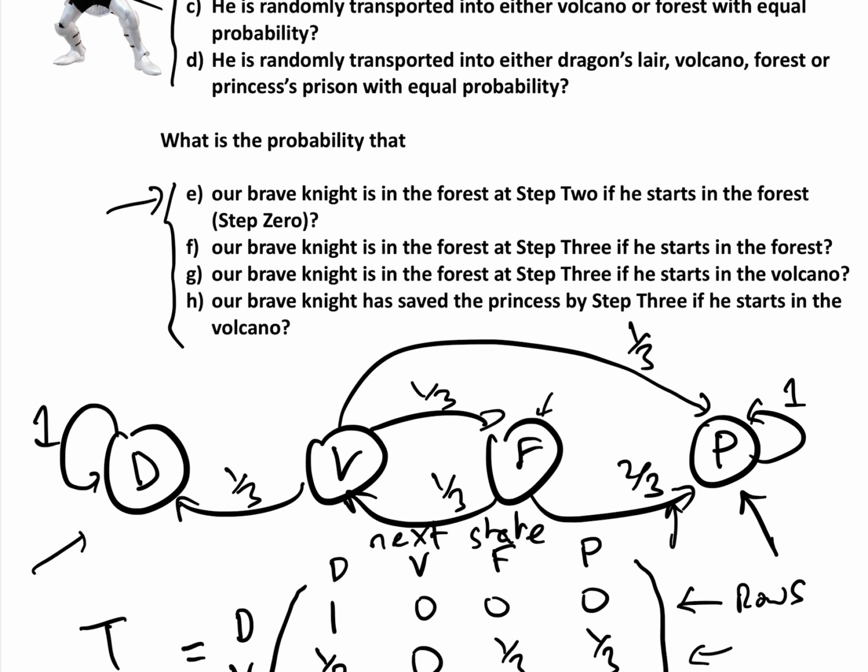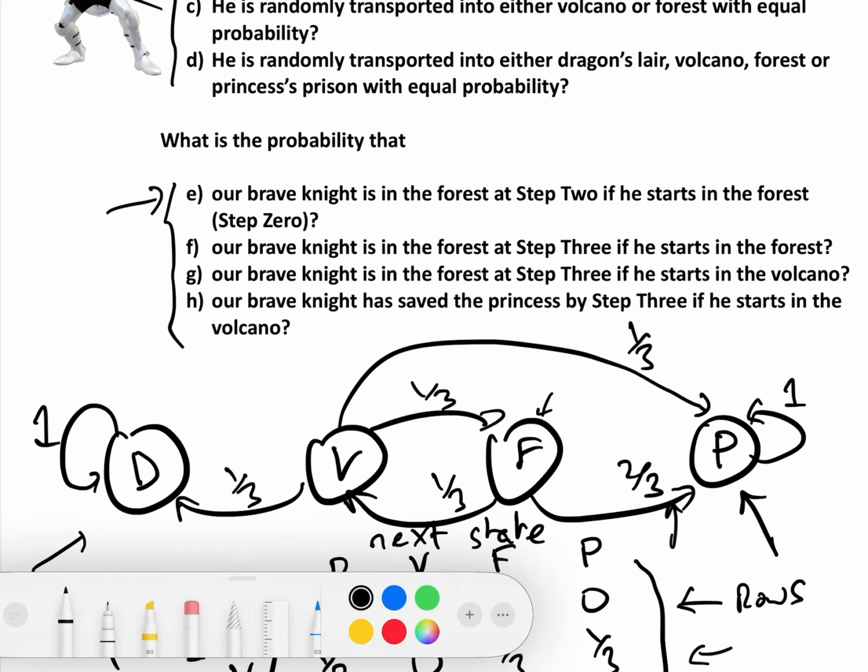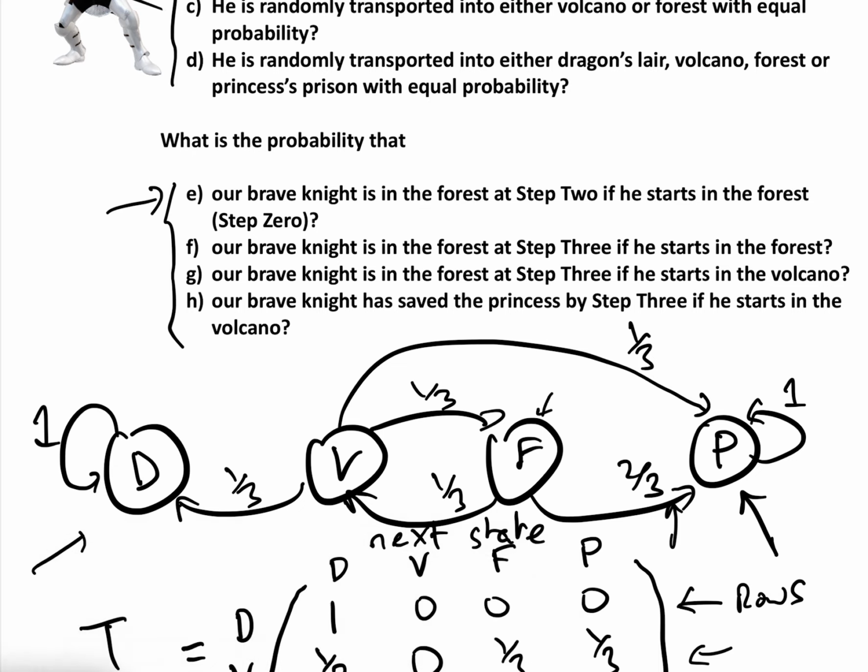I'm going to change the colour of the pen here just to make things a little bit simpler. Okay, so let's go in green and have a look at E. We know the probability that he is going to be in the forest at step 2. Let's do this by recursion. The probability he's going to be in the forest in step 2, and obviously the first step is step 0.